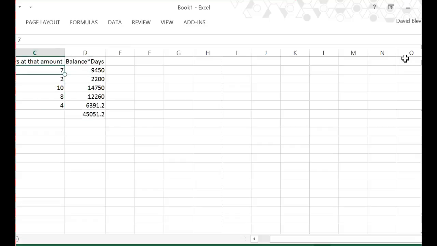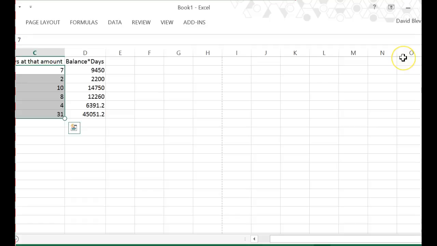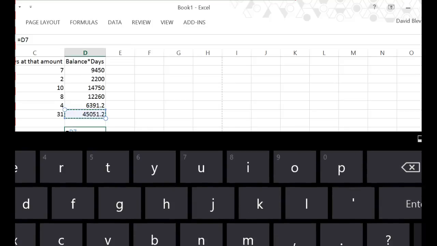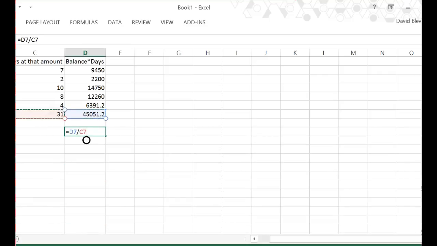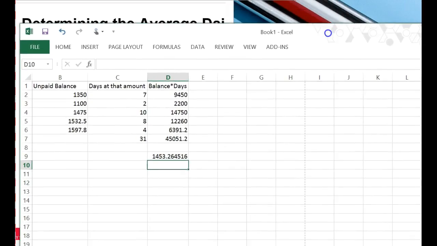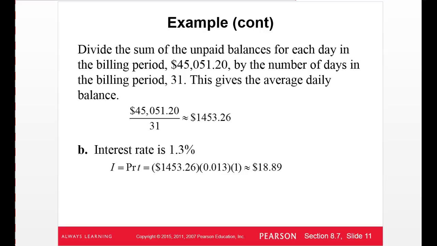And then the same thing right here, I'm going to click, highlight this column, add all those numbers together, and then finally down here below it somewhere, I'm just going to write equals and then divide those two columns. Sum. So equals this divided by this. All right, and then there is our sum that we got before, the 1453.26, and before we saw 1453.26.